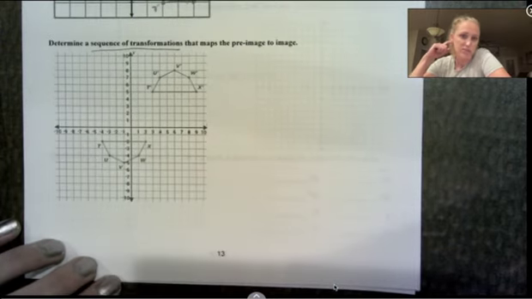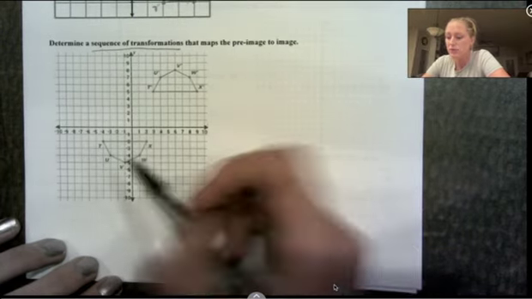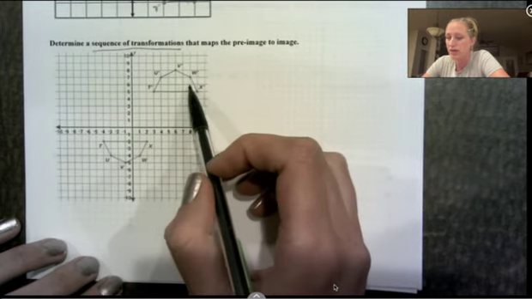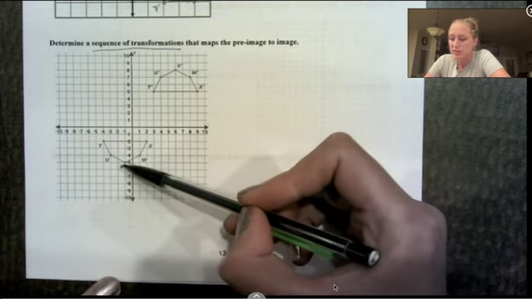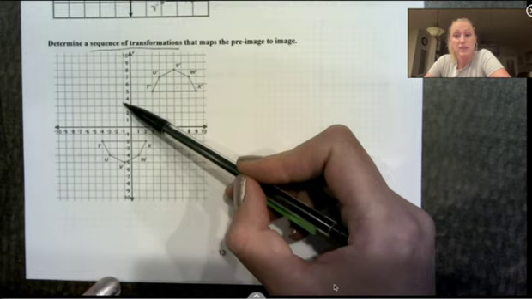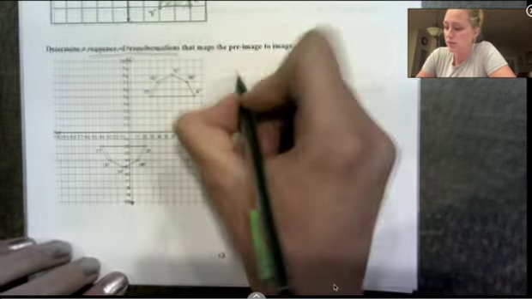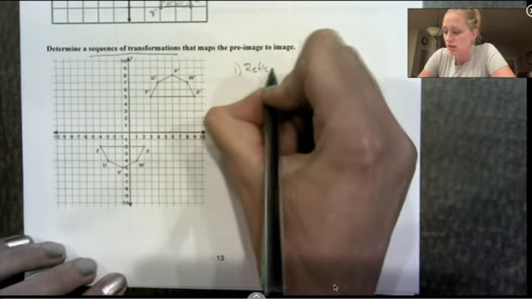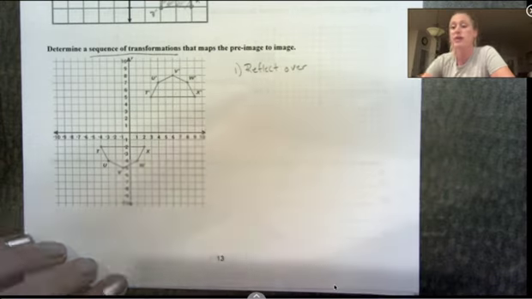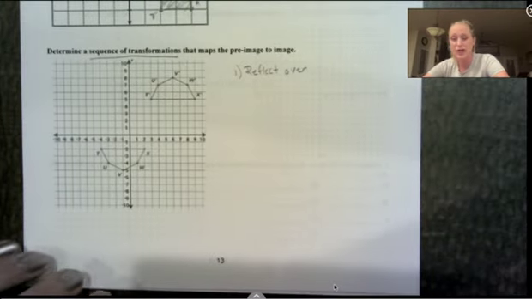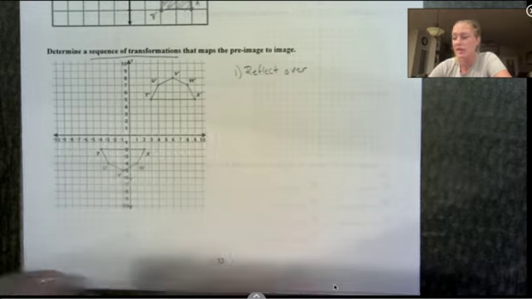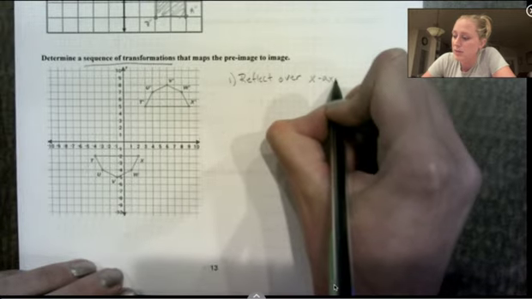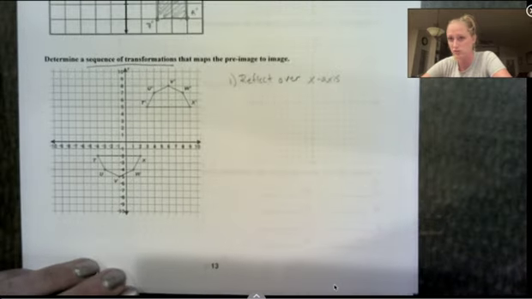The first thing I like to look at is the orientation. Right now, this one is flipped upside down from this one. No other turn seems necessary. It's just a flip, or a reflection. If I could reflect this one up, that would get me facing the right way at least. So I'm going to start with that and put number one so I know I'm doing this first. I'm going to say reflect over, and now I need the line. You can use any line you want. I like to use our axes when I can because I have nice coordinate rules for those. I want to flip it up, so I'm going to do over the x-axis. That information is really important. Don't just put reflection.